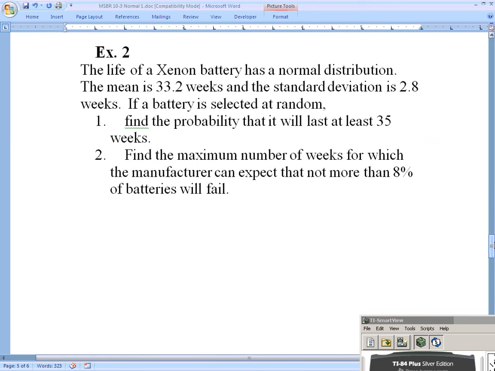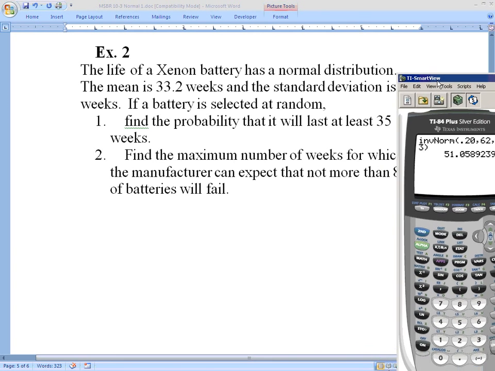The life of a xenon battery has a normal distribution. The mean is 33.2 weeks, and the standard deviation is 2.8 weeks. If a battery is selected, find the probability that it will last at least 35 weeks. So let's start with that one.